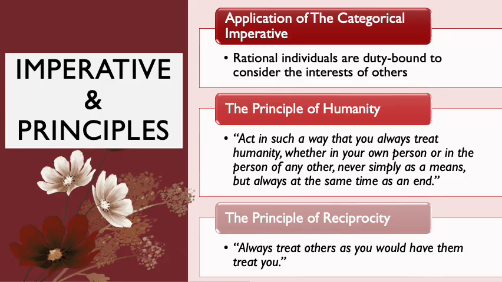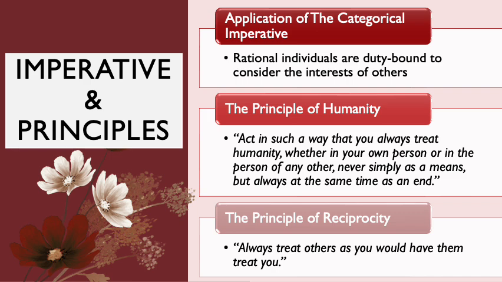The categorical imperative was created to rationally save humans from our natural tendency to favor ourselves and consider only our own self-interests. Rational individuals are bound by duty to consider the interests of others. The categorical imperative, therefore, provides an axiom through which we can consider, would we want something to be binding for all people in all situations at all times?